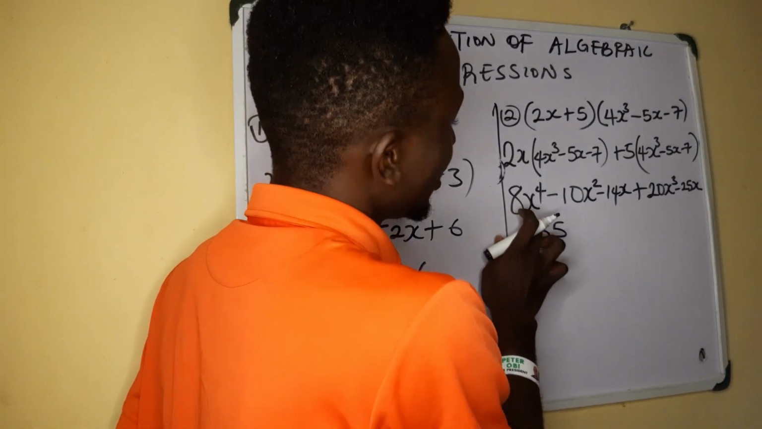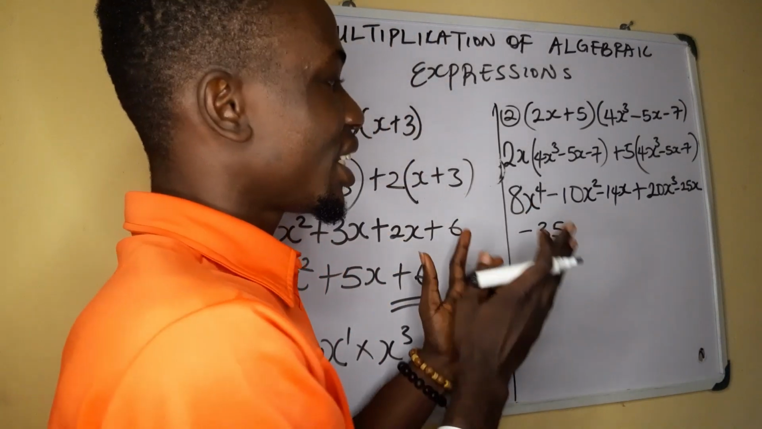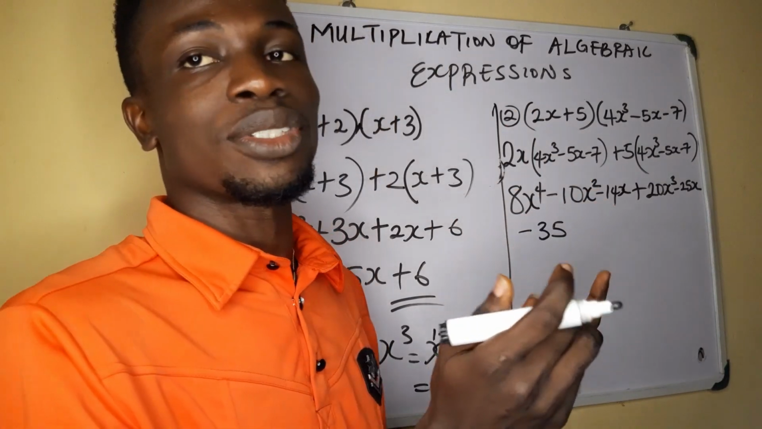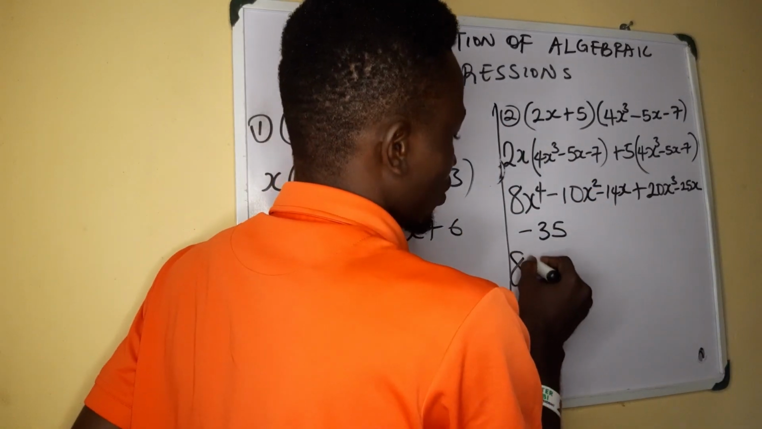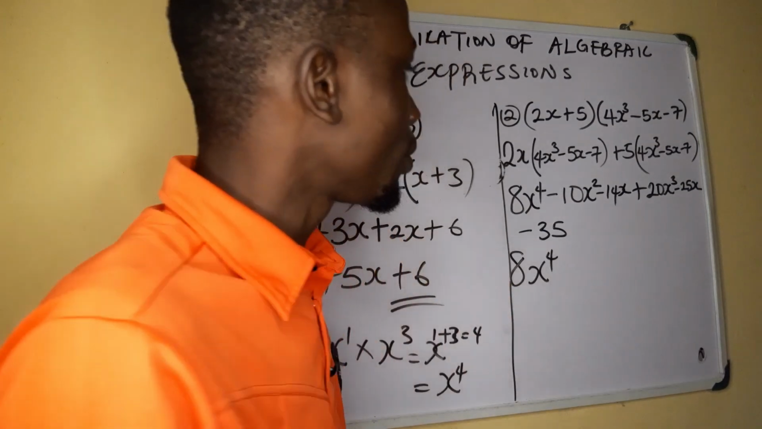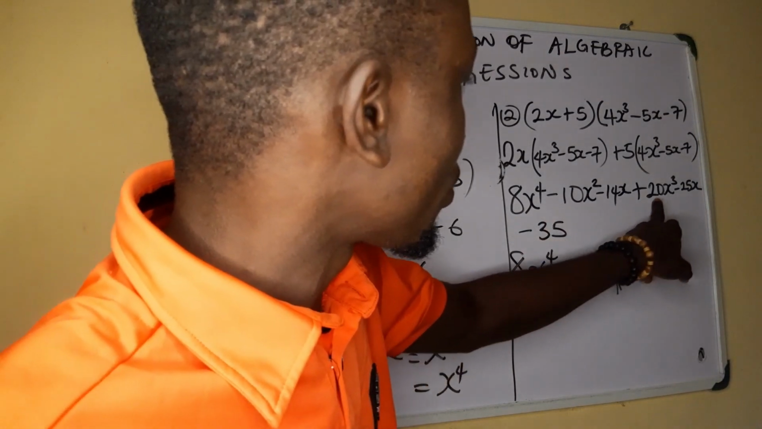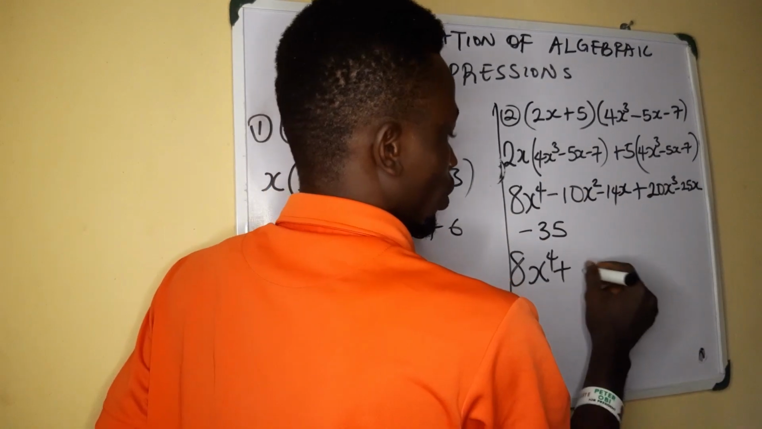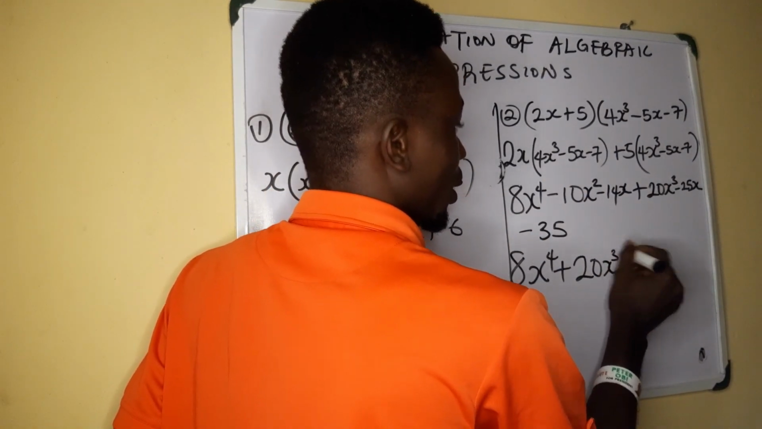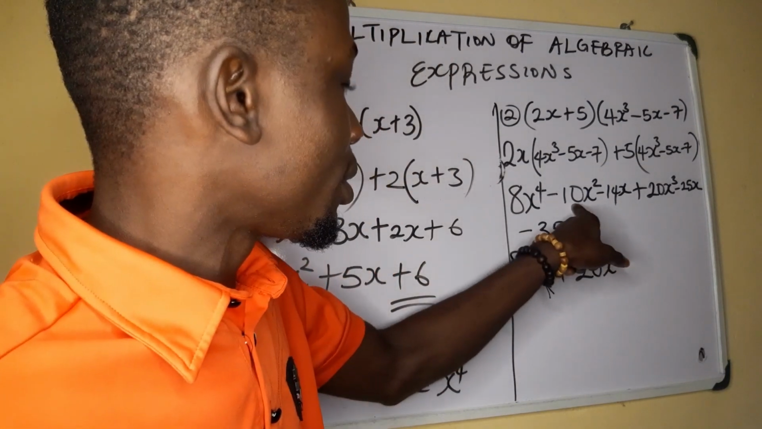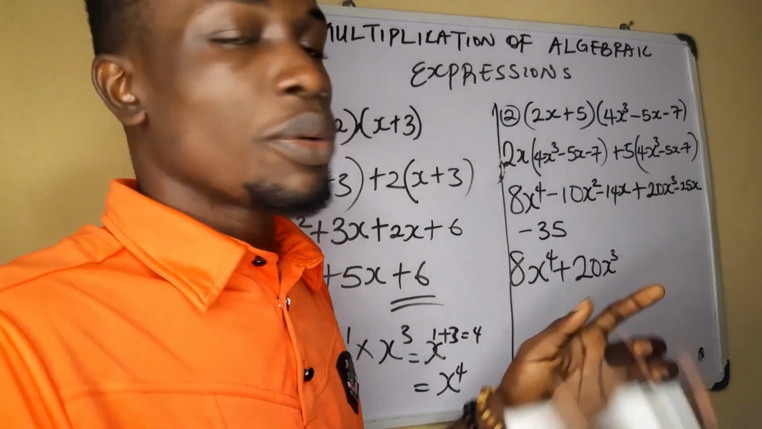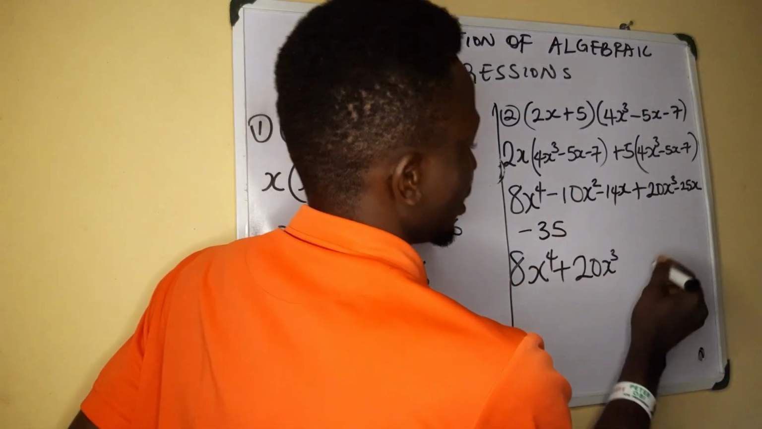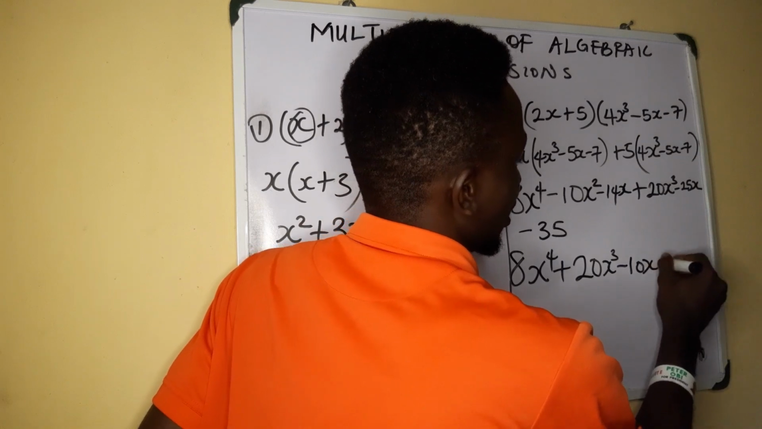We already have that this 8x raised to the power 4 is the largest here. So there is no like term that is connected to this x raised to the power 4, so we're going to write it first: 8x raised to the power 4. Then we'll look around. For x raised to the power 3, there is no other like term, so we'll bring it closer: plus 20x raised to the power 3. Then we'll look around again, we have 10x squared. We are arranging them according to their powers in descending order. So here, we're going to write minus 10x squared.